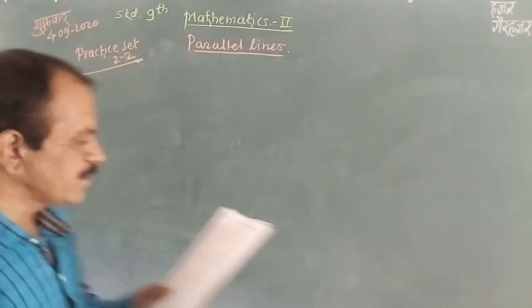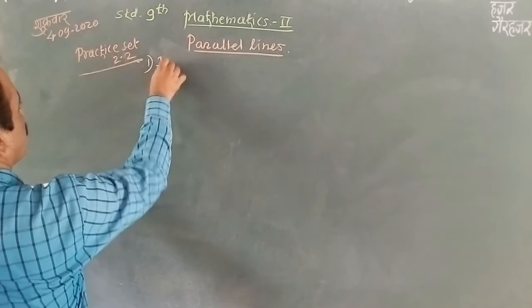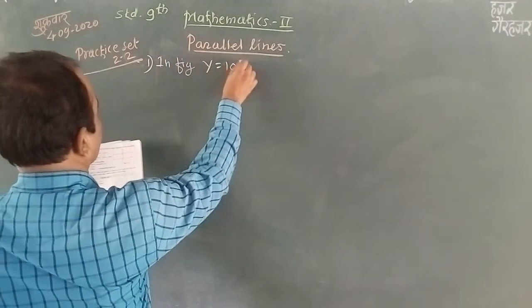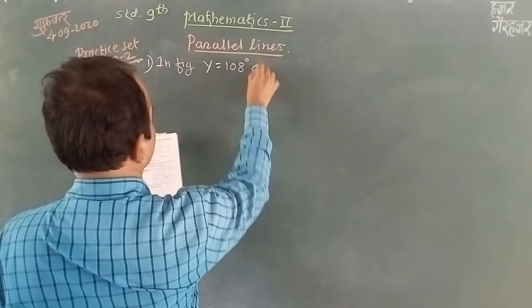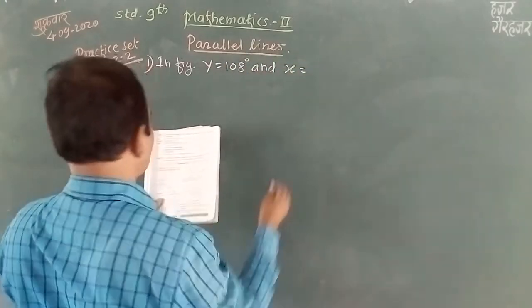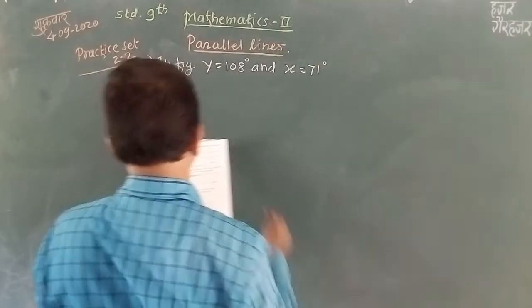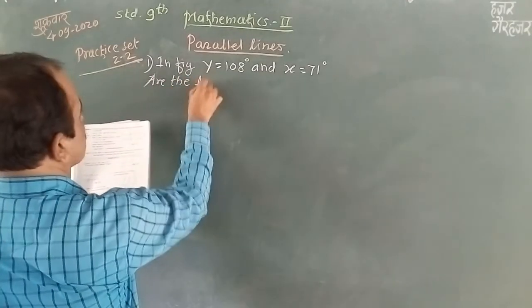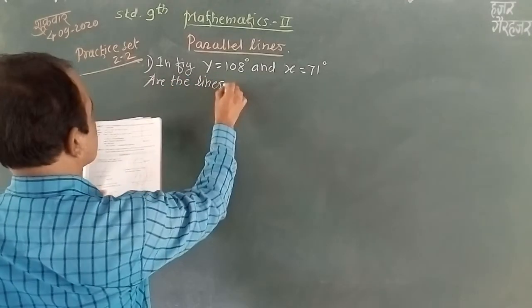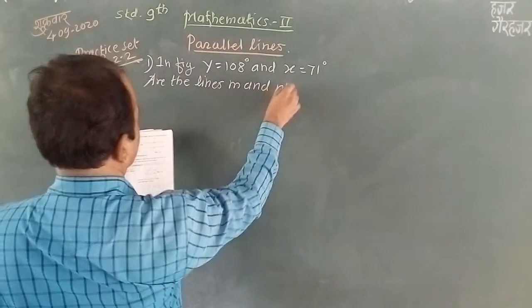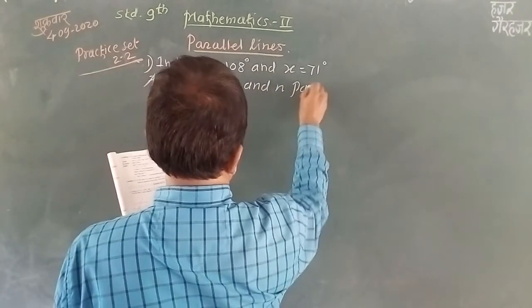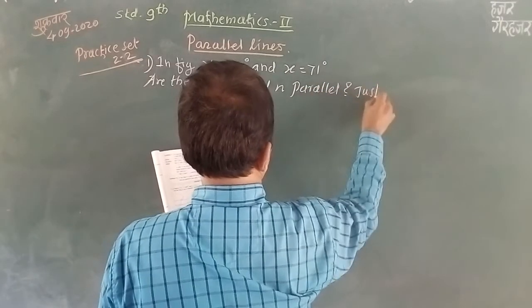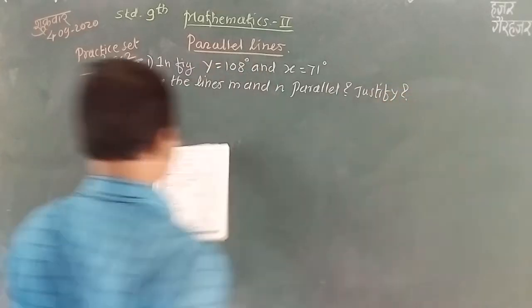First, in the figure, y is equal to 108 degrees and x is equal to 71 degrees. Are the lines m and n parallel? Justify. So we draw a figure.